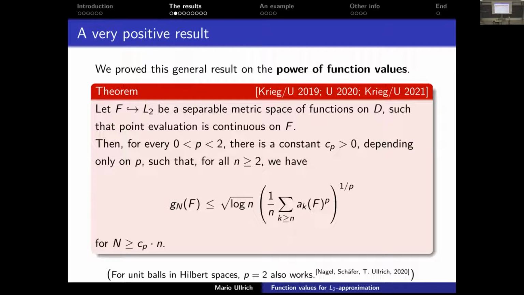the following result on the power of function values. Assume that F is, like our general assumption, a separable metric space of functions on some set D, and point evaluation is continuous. Then the sampling numbers can be upper bounded by some square root of log n times this sum here. And if you don't see immediately what this means, this is basically of the same order as a_n, as long as the sequence is really inside L2, so it's not on the border, it's not almost summable.